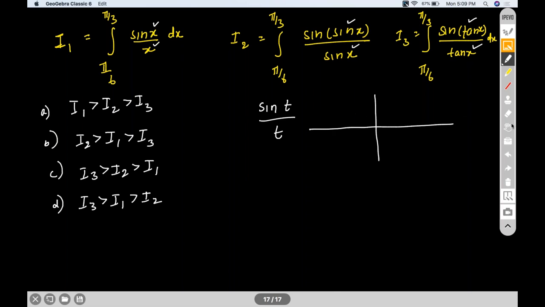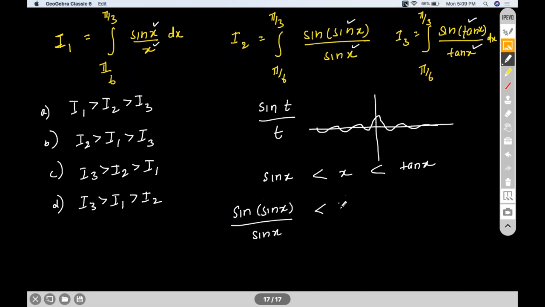Can I say this function? What I'm doing? Yeah, this function. If I put inputs of x, sine x, x and tan x, we all know that they are related to each other by this: sine x is always lesser than x, and x is always lesser than tan x. So when you put these in the function in place of t, that is sine of sine x by sine x, sine of x by x and sine of tan x by tan x.